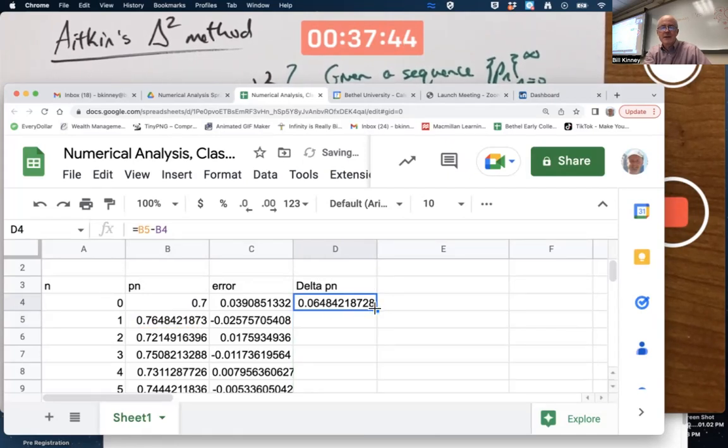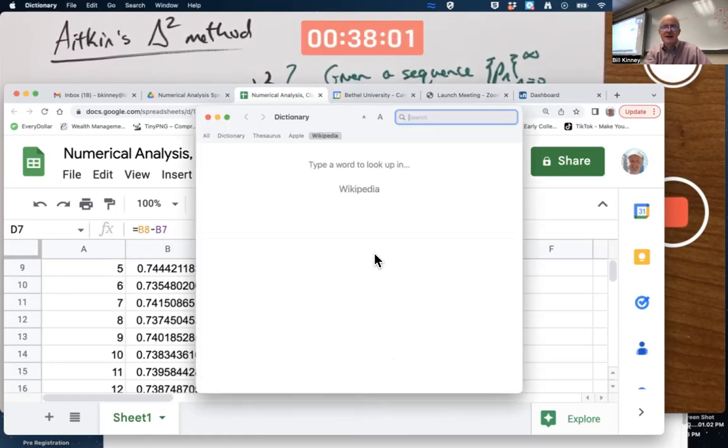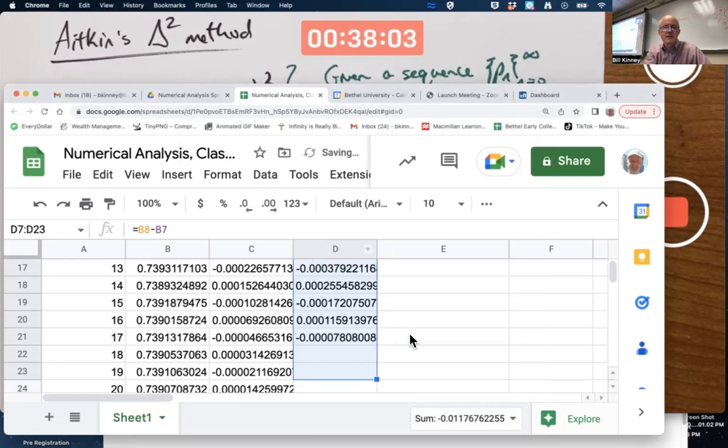Click and drag that formula down, it'll get updated correctly. So this number right there, delta P1, is P2 minus P1, which is a negative number. So this is a new sequence that's kind of like the derivative of the original sequence, a discrete derivative. It is somehow measuring a rate of change, you could say, of the original sequence.